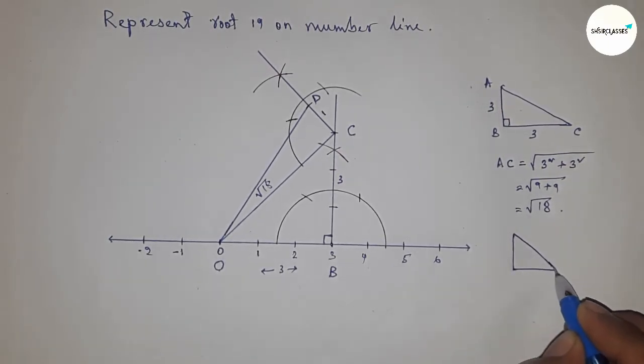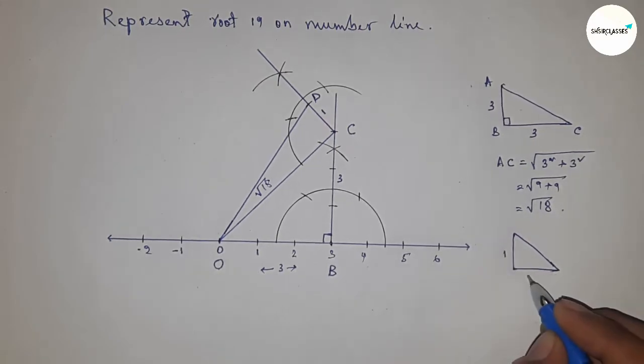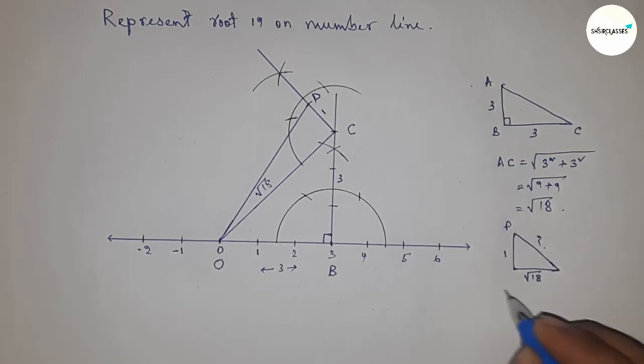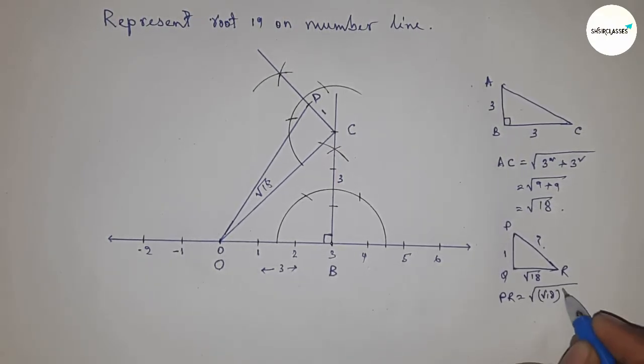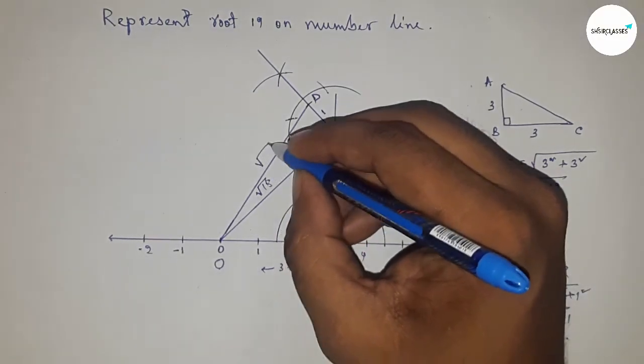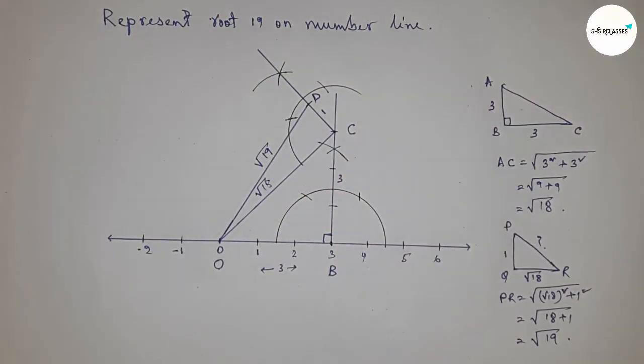So roughly calculating the hypotenuse OD. If a right angle triangle has base root 18 and height 1, then by Pythagoras theorem, this is root 19. Okay, so this is root 19.